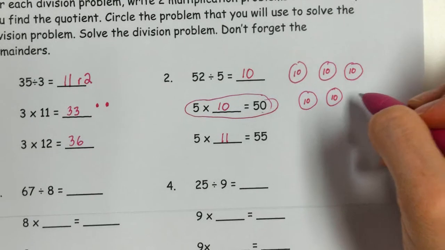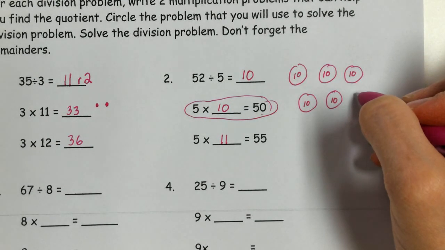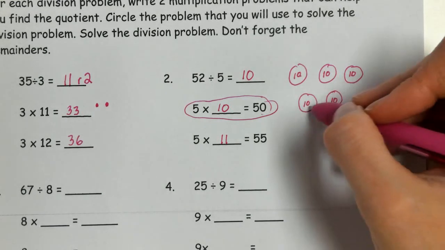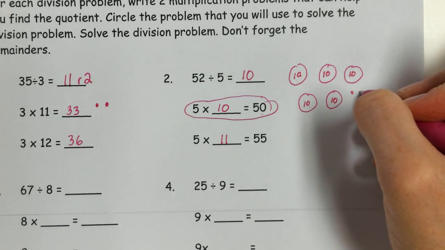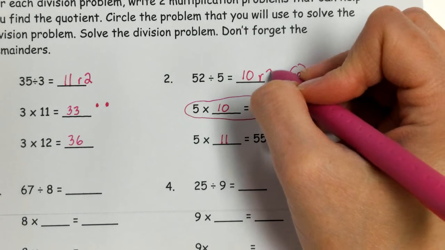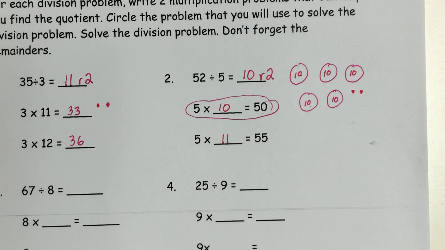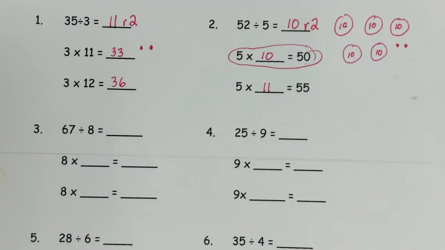How many will I have left over? 2. I have 2 because there's 10, 20, 30, 40, 50, and then 51 and 52. So I have 10 with a remainder of 2. You see where we're going now? Should have started with the sheet. All right.